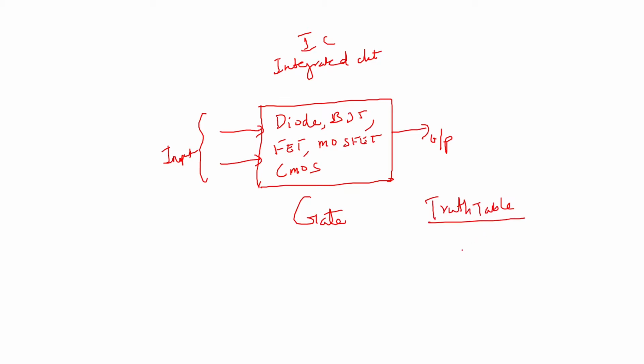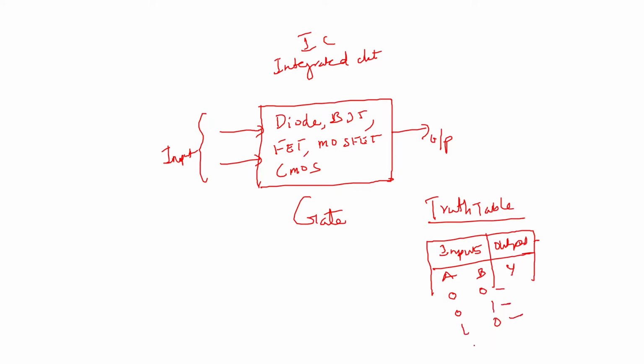In this truth table, you are going to represent what the inputs are and what the output is. Say if there are two inputs, you can call the inputs A and B, and the output you can call Y. If the input is 0, 0, what is the output? If the input is 0, 1, what is the output? If the input is 1, 0, what is the output? If the input is 1, 1, what is the output? Depending upon this, you can have different types of gates.